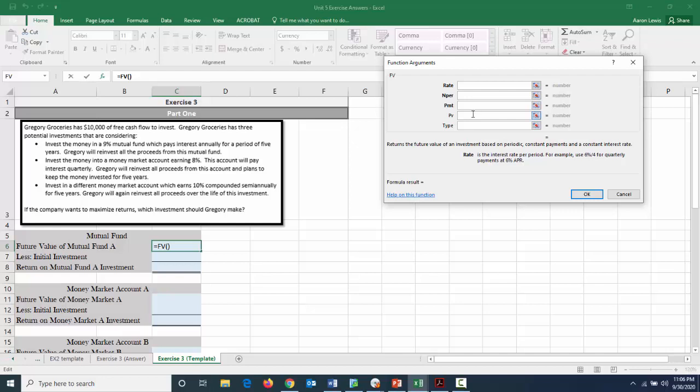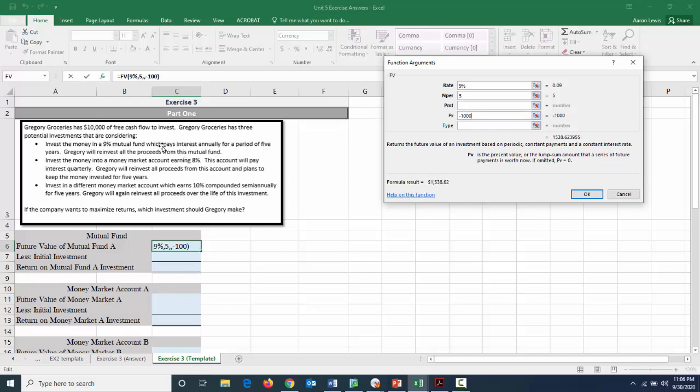What are our inputs going to be? Well, what's the rate per compound? This is a 9% mutual fund. It pays interest annually, once a year. So if it's 9% once a year, it's 9% each time it compounds. Number of periods. They're going to invest this for a period of 5 years. It compounds once a year. That's 5 total compounds. And the initial outlay they're going to have is the $10,000 of free cash flow.